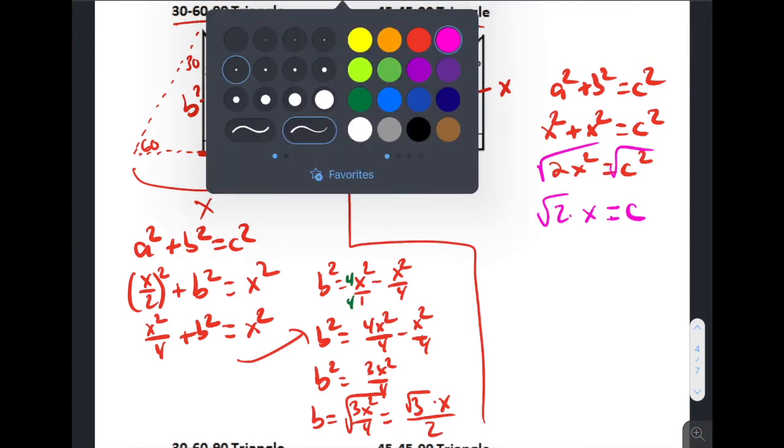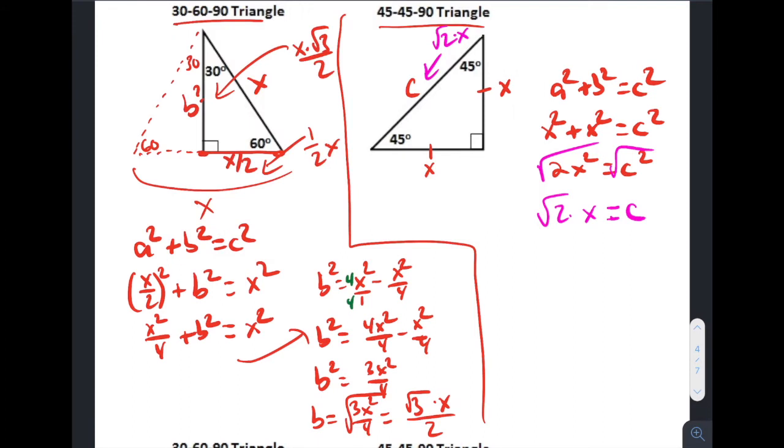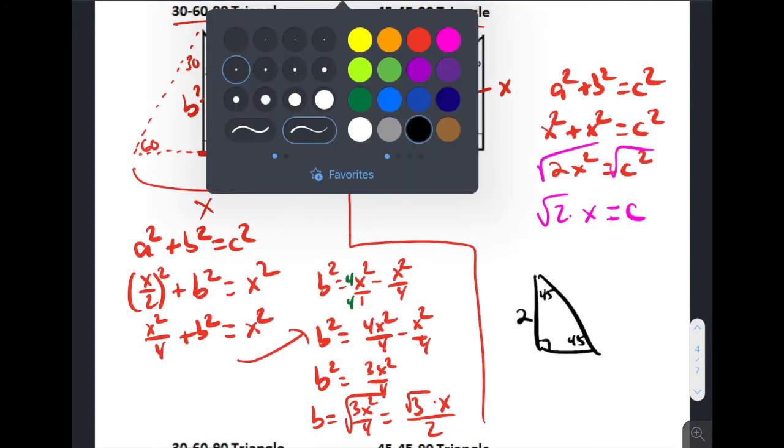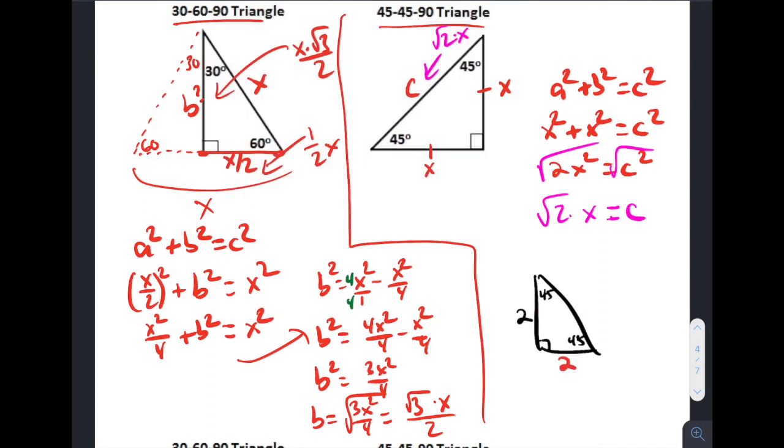So for example, if I'm given a problem and I know that I've got a 45, 45, 90 triangle here, and I know that this side is 2, using these relationships here, I know first off that these two are going to be the same, so that would mean this side would have to be 2 as well. And then we notice that the hypotenuse is square root of 2 times whatever that side length is, so that would be 2 root 2 if we did that.